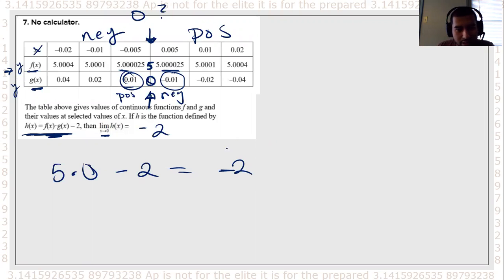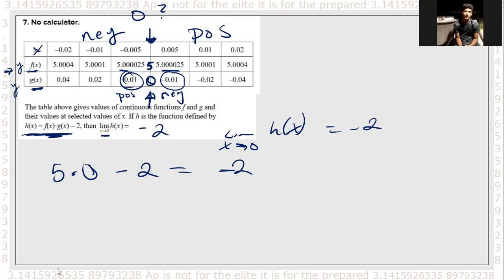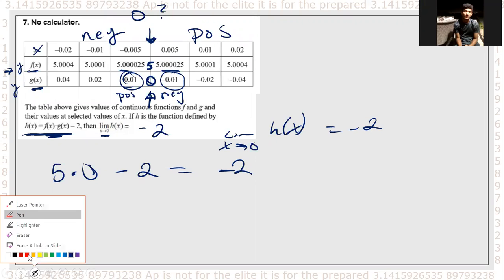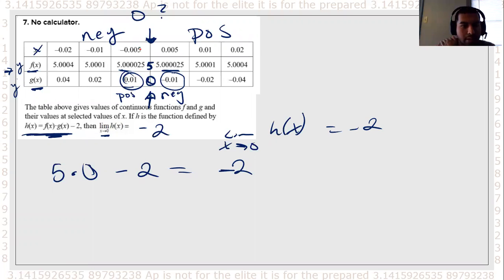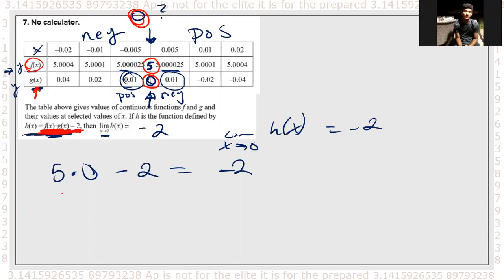So in reality, this would be the solution here: the limit as x goes to 0 for the function h of x is equal to -2. Wait, what? 5 times 0 equals 0 minus 2, because remember this is f of x, and the 0 is where we're going to. It's the number in the middle, and the other number in the middle for g, using this equation, -2 is what I got. Okay.